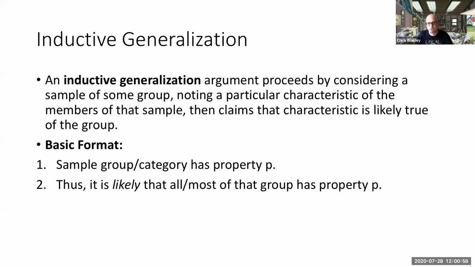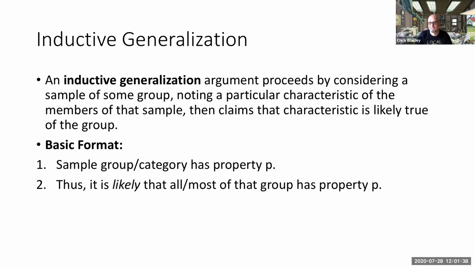So here's an inductive generalization. It's an argument that proceeds by laying out something that's the case about a sample of a group and then tries to generalize that all or most of the members of that group have that same characteristic or property. So here's the basic format. Premise one, laying out the evidence that a sample of a group or category has some property, P, whatever P happens to be. Thus, and here's the conclusion, line 2: it's likely that all or most of the group has property P, right?